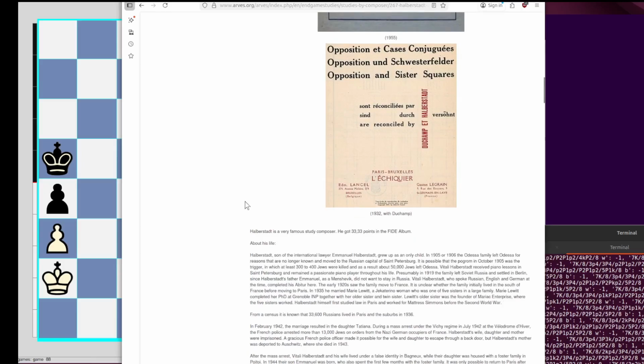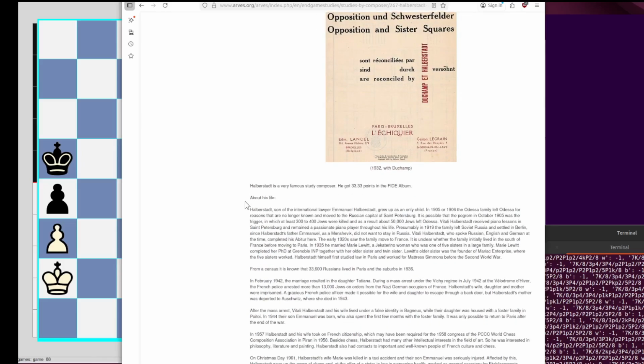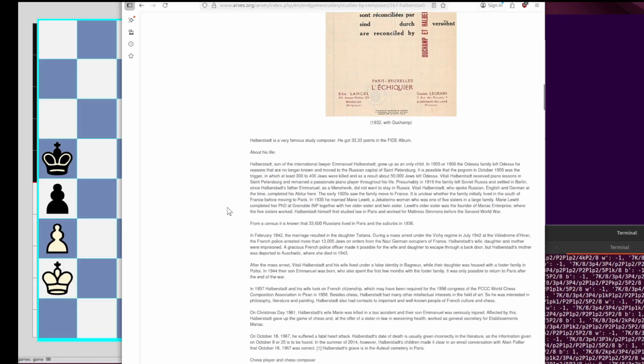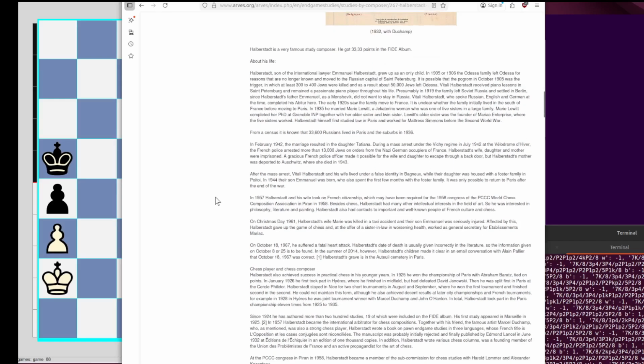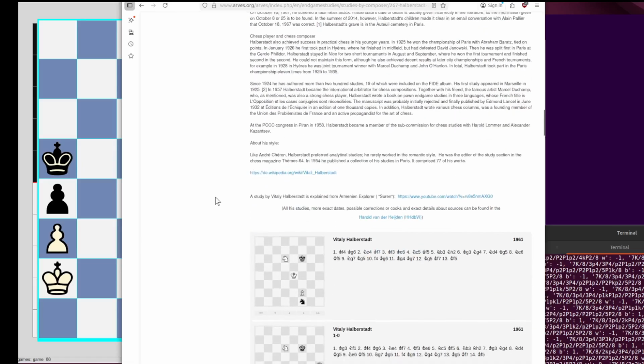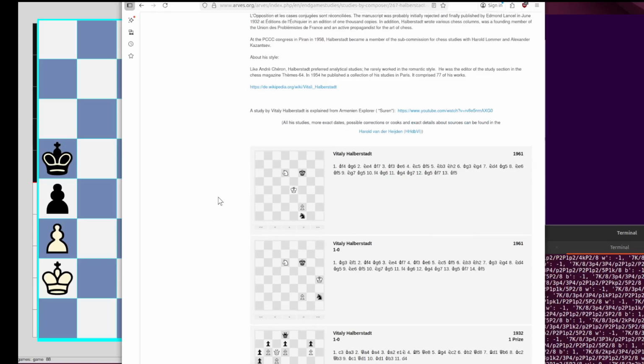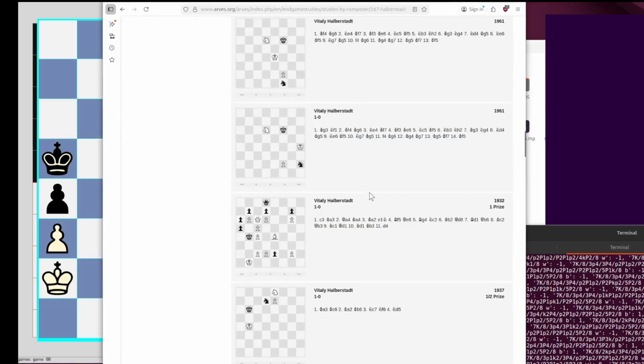Anyway, so here's Halberstadt, a bit of his life story. Born in Odessa, then went to France via Berlin, and obviously that's where he ended up doing the work with Duchamp. Unfortunately, as a Jew, some of his family members died during World War II, and then he was actually quite a prominent composer after the end of World War II. And then if we continue down the page, we can see all these compositions.